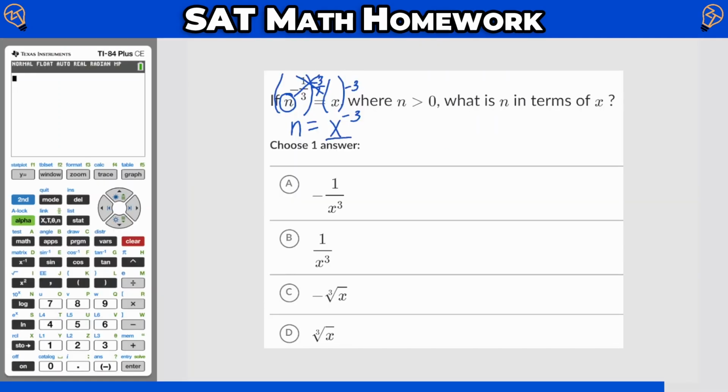So if right now we have x to the -3rd essentially over 1, we could rewrite that as x to the +3rd in the denominator, and as a placeholder we just put a 1 up top, and that matches with option B.